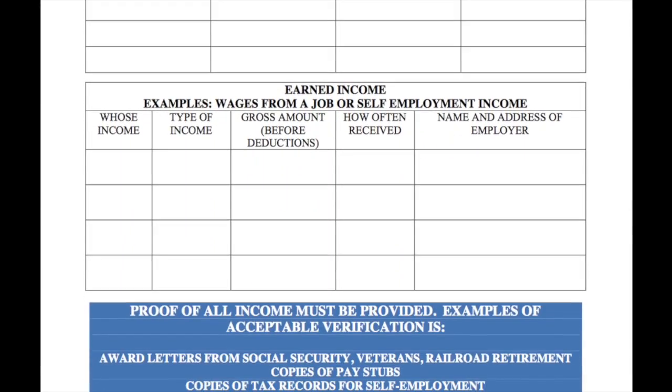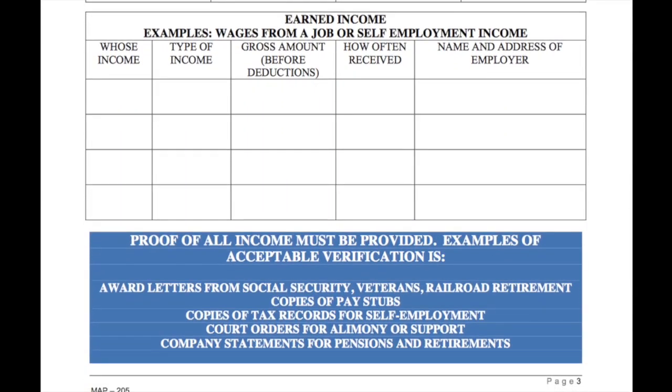Next is earned income. The only real difference between what you list for unearned and earned income is the name and address of the employer. It's required in the earned income section.